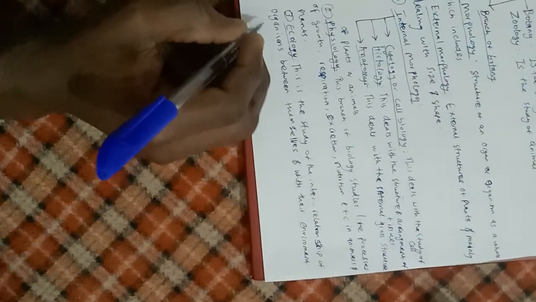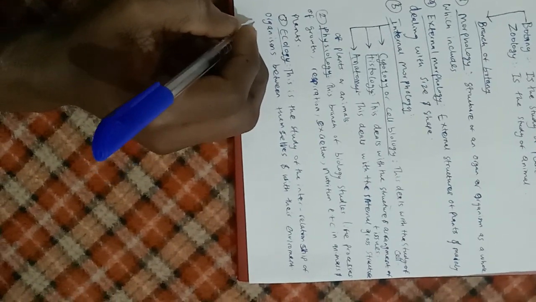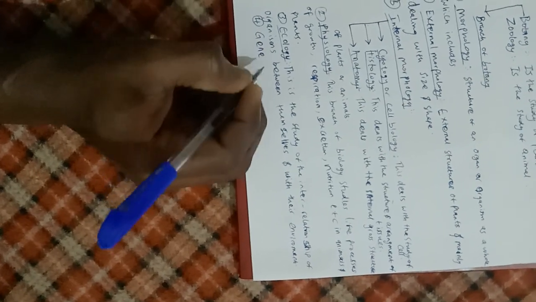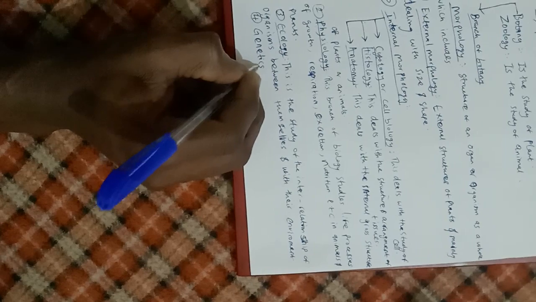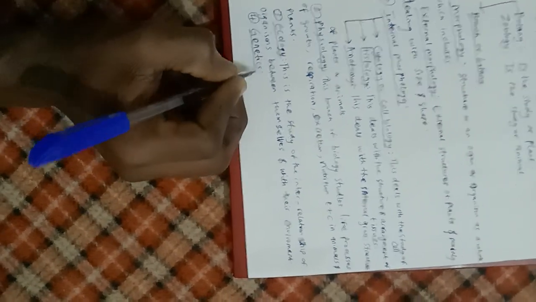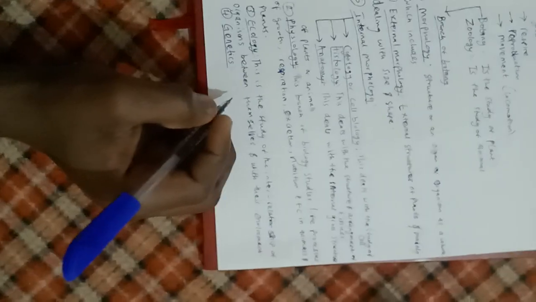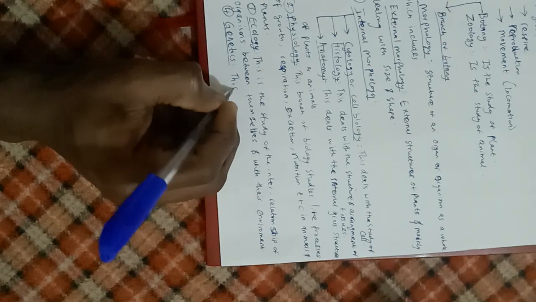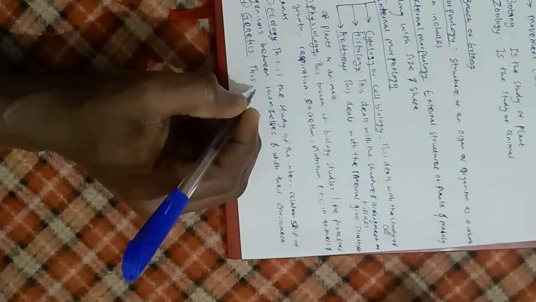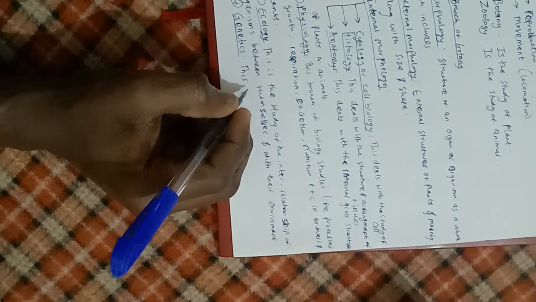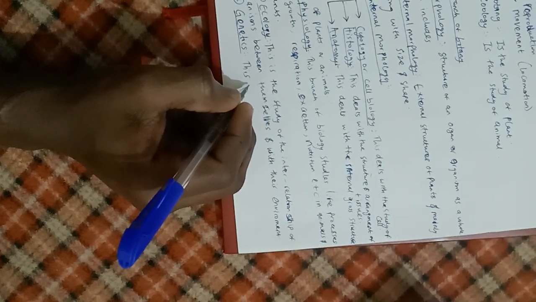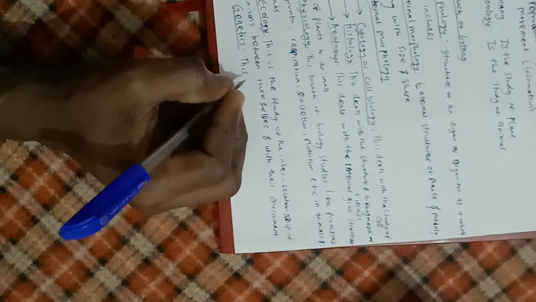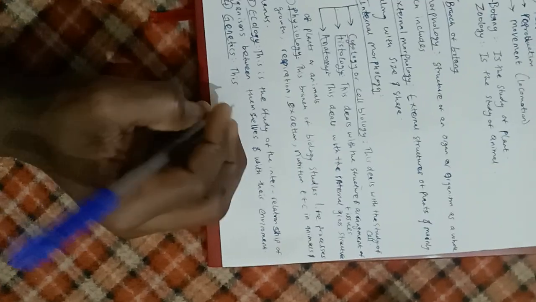So good. Number four, genetics. If you hear the word genetics, the first thing that comes to your mind is gene and lots more. Genetics deals with the study of heredity and variation. Heredity simply means features or characteristics of a parent that are seen in his or her daughter or their children. I hope you understand.